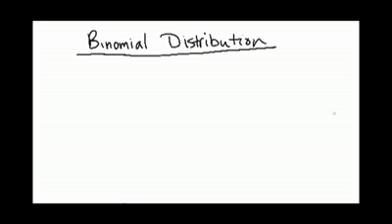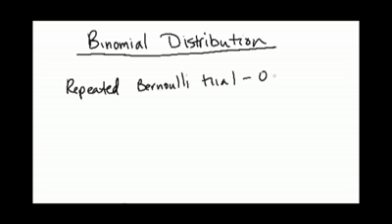Today we're going to look at the concept of a binomial distribution. What is a binomial distribution? Well, if we have a number of repeated Bernoulli trials, what's a Bernoulli trial? A Bernoulli trial is success or failure, 0 or 1. So 0 being fail, or 1 being a success.